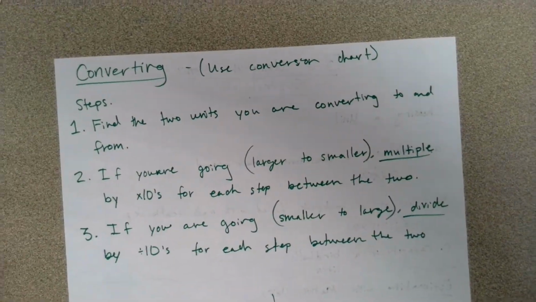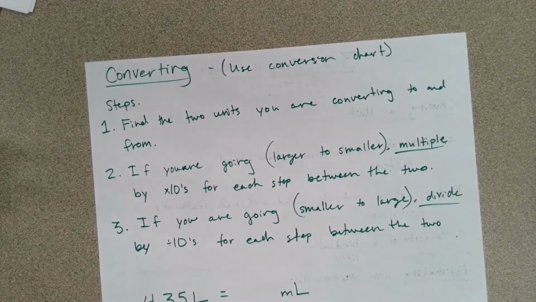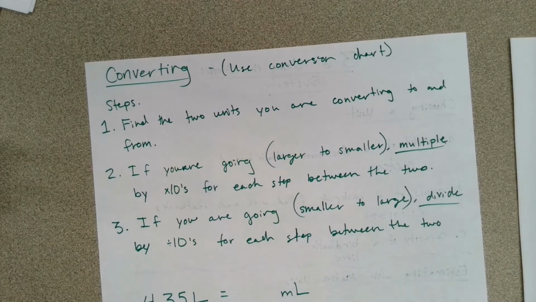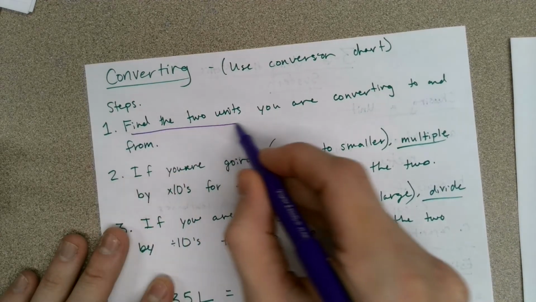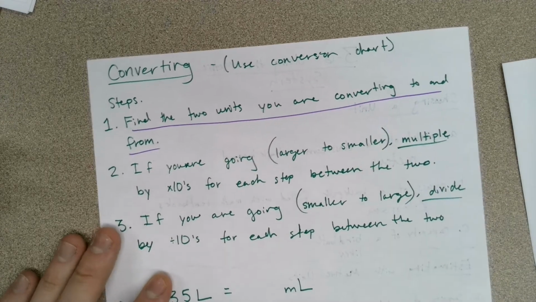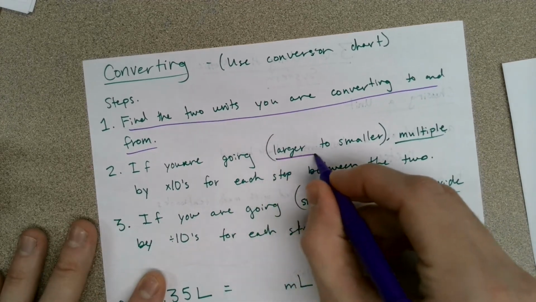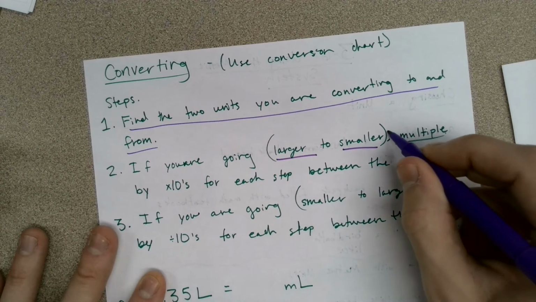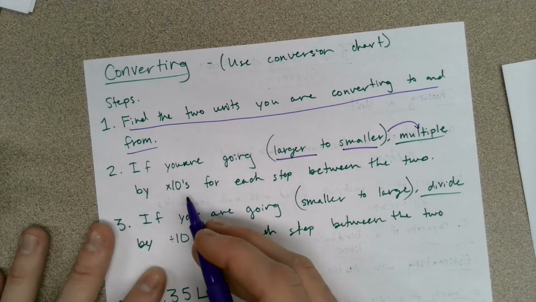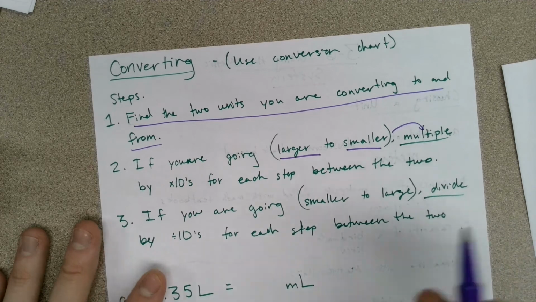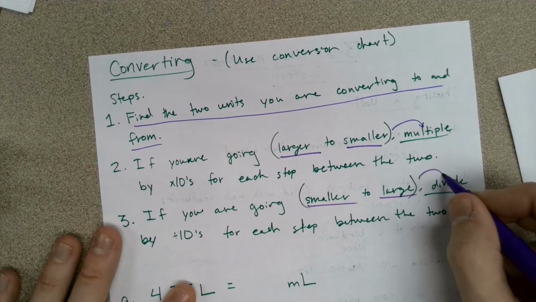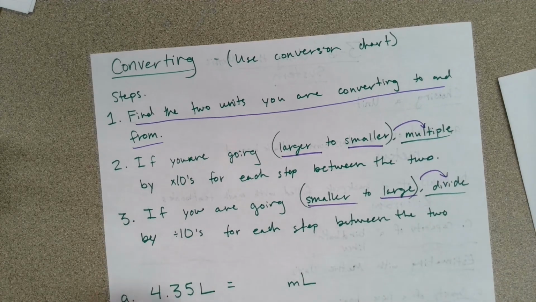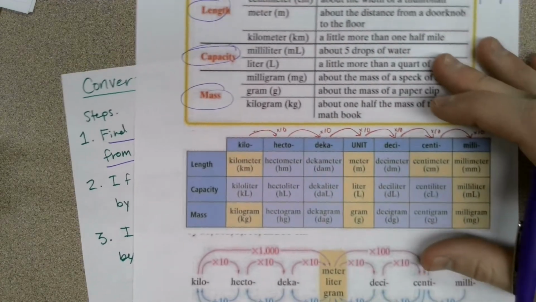All right, on to converting on the back side. This part gets a little bit trickier. So when we are converting, we have a few steps here. I listed them out for you. My step 1 is to find the 2 units that you are converting from. Step 2, if you are going from larger to smaller, then you multiply by 10 for each step between the two. That'll make sense in a second. If you are going from smaller to larger, then you divide by 10s for each step in between. So here, this is where this chart's going to come in handy.